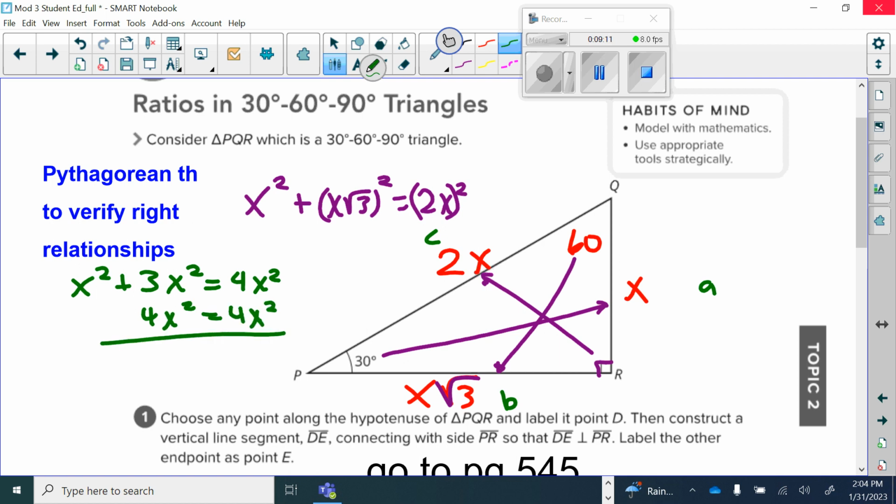So that does make sense that those could be possible side lengths because it satisfies the Pythagorean theorem. Okay, so hopefully you now understand that these do make sense. They're not just randomly thrown in there.